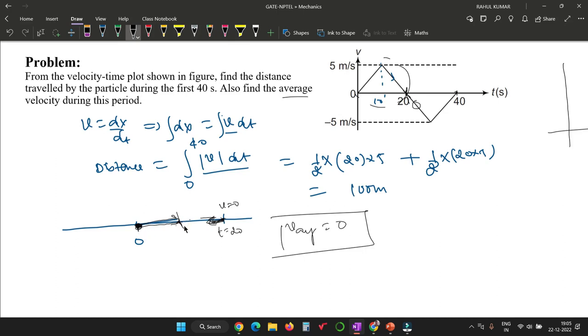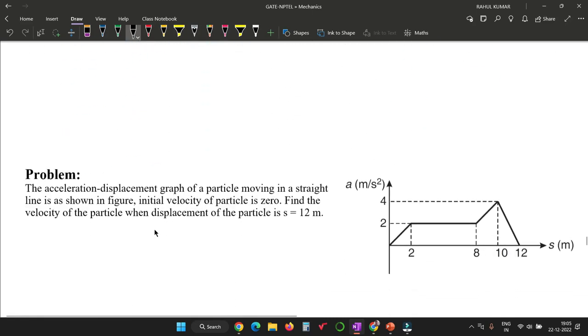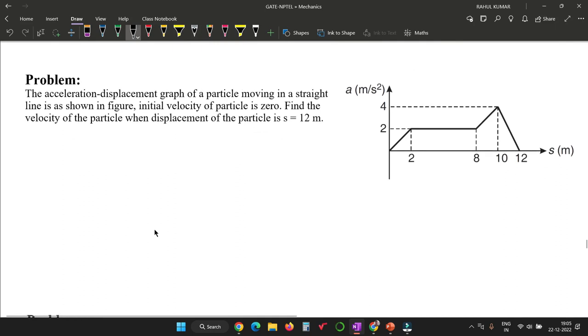So what is the change in position? Initially it was at the origin and finally it was at the origin, so the change in position is 0. That's why the average velocity is 0. Okay, is that good? Yes. So now let's move to this problem. Solve this problem. This problem is actually very good.